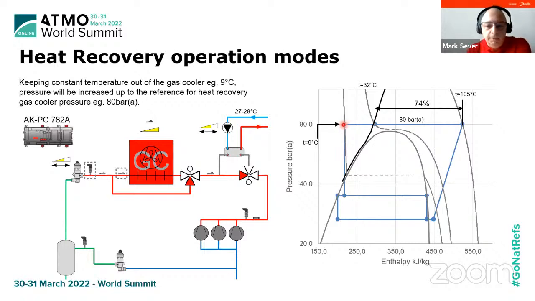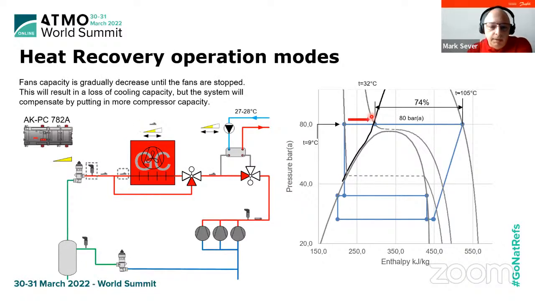It could be maybe 85 bars, then you will be slightly above, so you will have a bit higher heat recovery in percentage, but you will not be able to gain a full heat recovery. So what do we do as a next step? As a next step, we will start to increase the reference for the temperature out of the gas cooler. This will result in your fans on the gas cooler starting to slow down. By slowing down, you will move this point back to this optimum COP line.